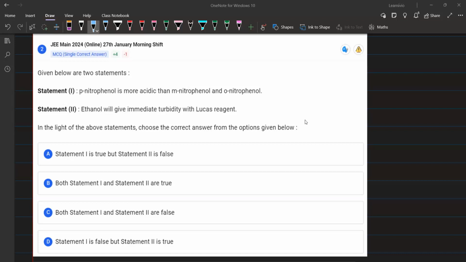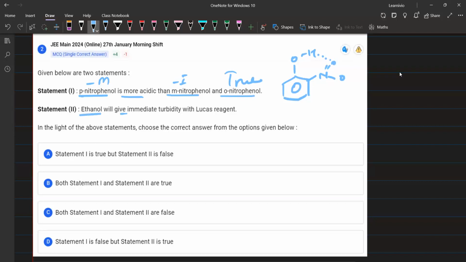Okay, please see this. P-nitrophenol is more acidic than m-nitrophenol and o-nitrophenol. That is correct because p-nitrophenol is going to have a -M effect. m-nitrophenol is going to have a -I effect. The problem with o-nitrophenol is that the OH will be in hydrogen bonding with the NO2, so this OH is not going to leave the molecule. Because of intramolecular hydrogen bonding, it is not going to show acidic nature as strong as p-nitrophenol. So this statement is true.